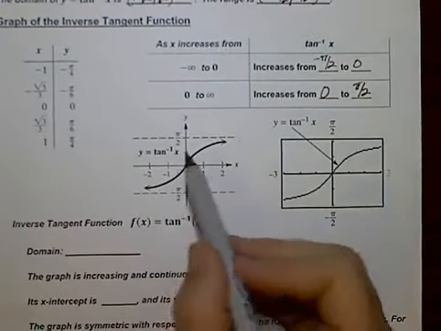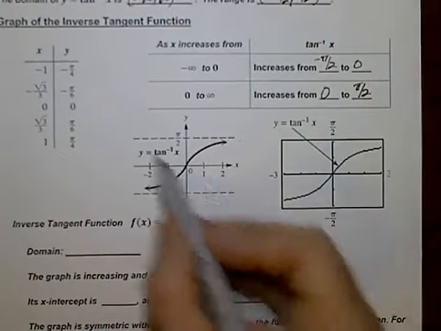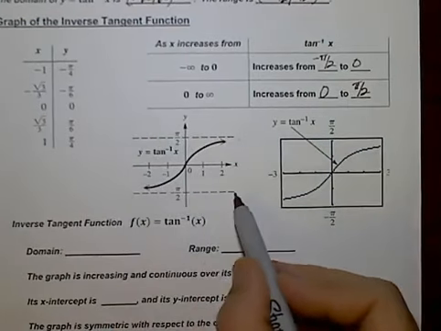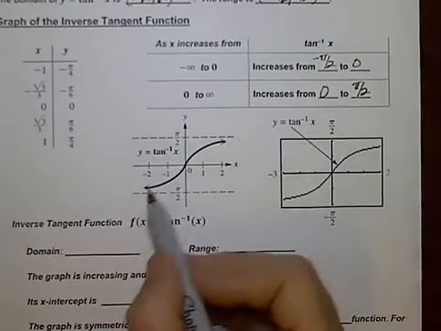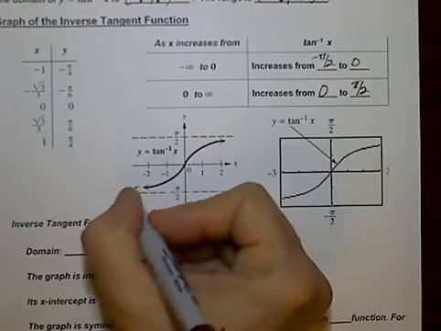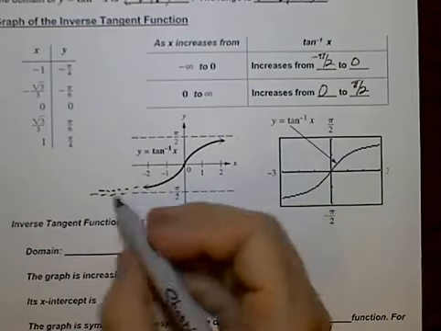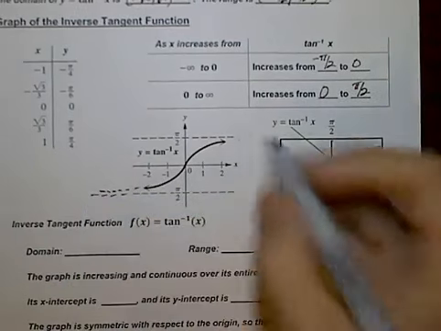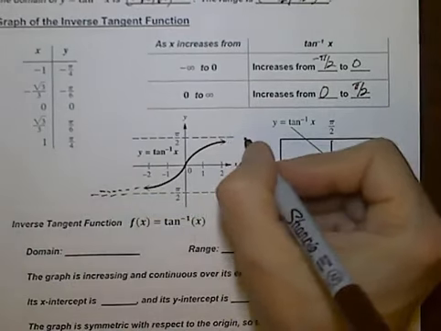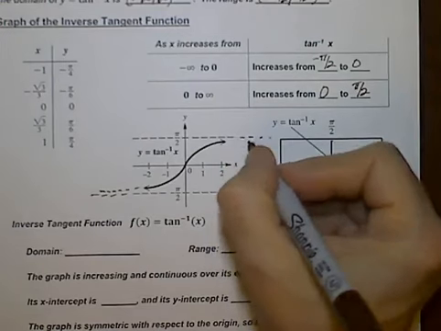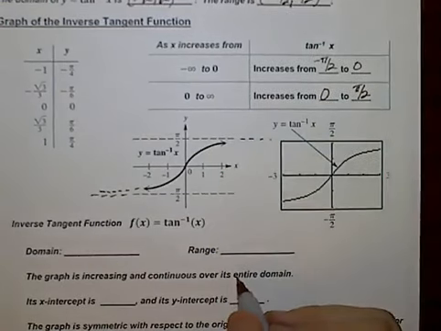What that does for the graph is it gives us horizontal asymptotes. So we have a horizontal asymptote at negative pi over 2. That means on this end, this is going to keep getting closer to that line y equals negative pi over 2, but it's never actually going to hit it. And the same thing up here, this is going to get closer to this horizontal line, but it's never actually going to intersect that line.